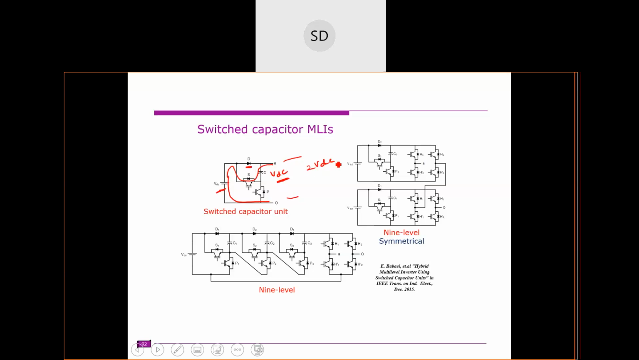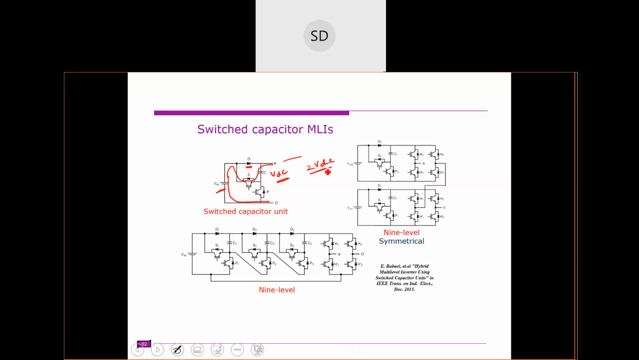If you want only VDC, which switch we need to turn on? P, sir. P, right? If you turn on P, again what will happen? See here there are two cases, right? So how is this capacitor usually self-balanced? How is it self-balanced here?